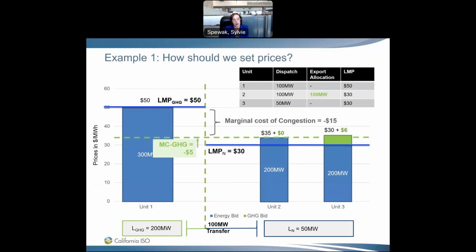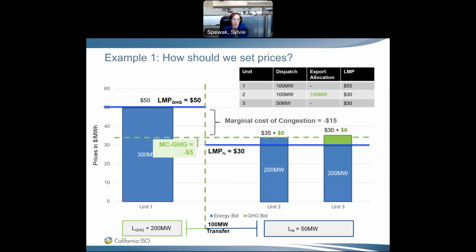And that's going to be the marginal cost of GHG. Now, in Chapter 2, we walked through how to verify what the marginal cost of congestion is. We would increase this transfer constraint from 100 to 101. If we did that, we'd be able to dispatch down 1 megawatt from Unit 1, dispatch up 1 megawatt from Unit 2, for a total savings to the system of $15 per megawatt hour. So that's how we would verify what the marginal cost of congestion is in this case.